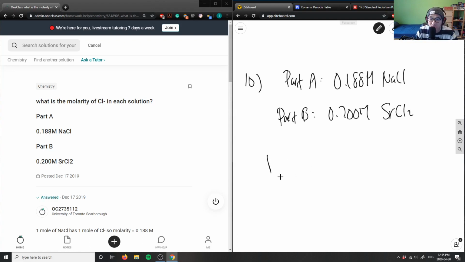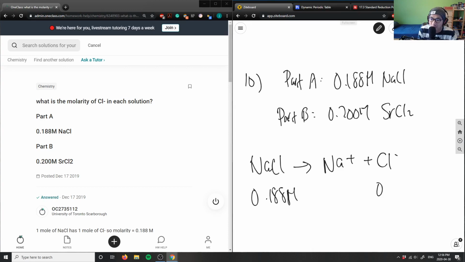So NaCl is going to dissociate into its ions, right? So NaCl will dissociate into basically Na plus plus Cl minus. If I have the concentration of 0.188 molarity here, I'm also going to have 0.188 molarity here. So the concentration of the chloride ion is 0.188 for part A.